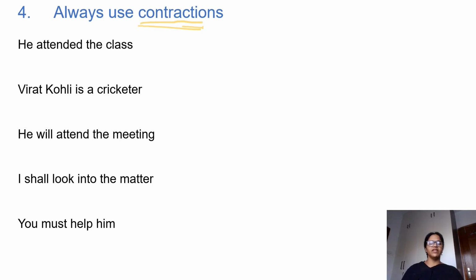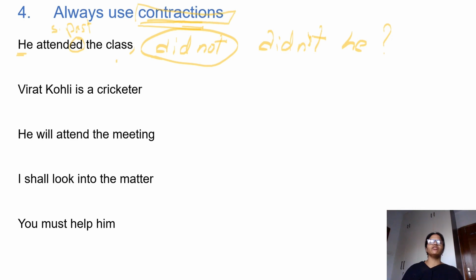He attended the class. There is no auxiliary verb. The sentence is in simple past tense. We take the help of the do form. Since the sentence is in past tense, we use did. And the statement is positive. We need a negative tag. Did not. Contraction of did not is didn't. The subject is he. Didn't he. We should use only contractions.